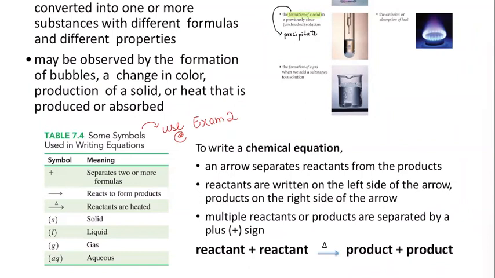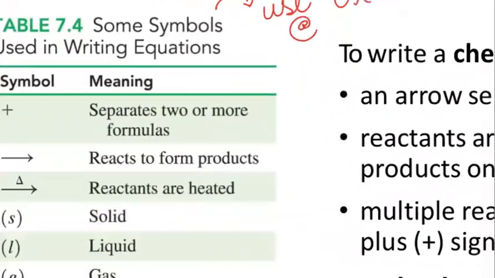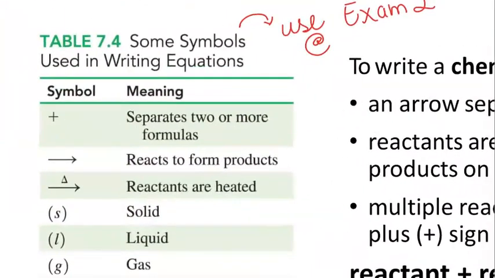If you apply heat to the reaction, as you can see in the symbols, okay, you're going to see that triangle. That's the delta symbol. That means that we are heating the reaction, okay?